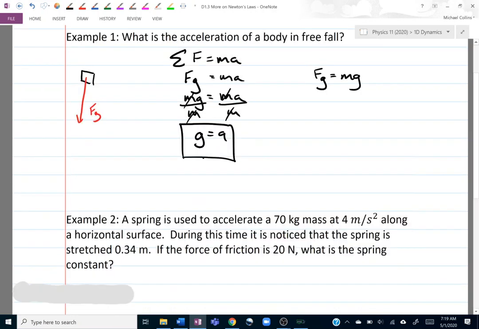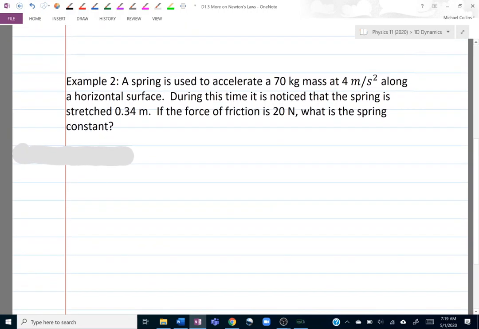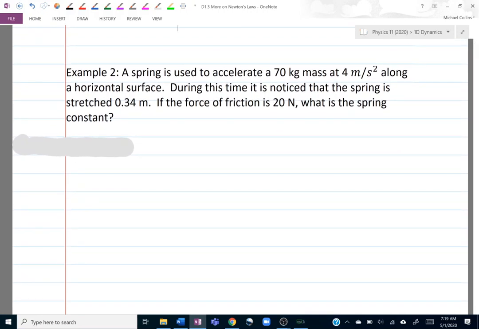Let's take a look at example 2. This one seems a little bit long-winded. Let's draw a little picture, see if it helps us. So a spring is used to accelerate a 70 kilogram mass at 4 meters per second squared along a horizontal surface. So I'm just going to draw a picture. It's not necessarily going to be a free body diagram. We've got just a mass here.